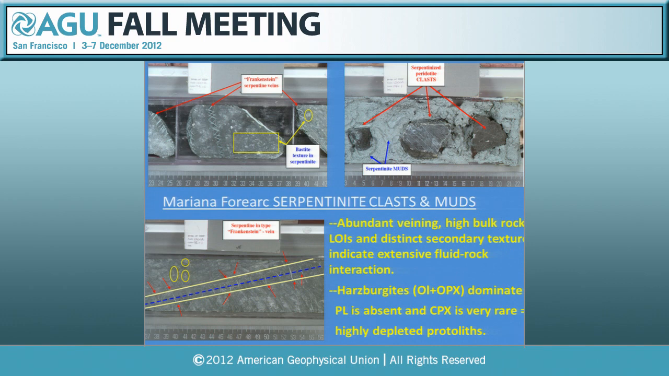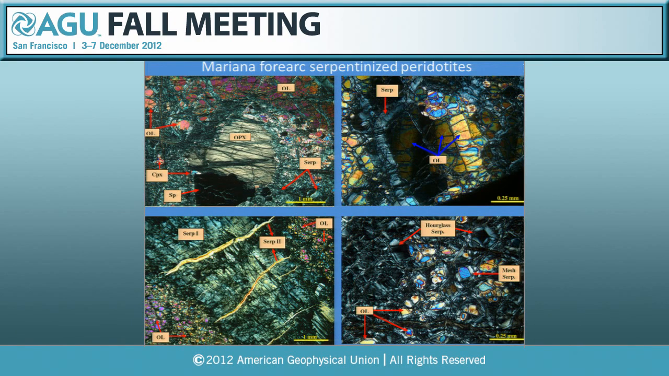Most of these are harzburgites, mostly olivine and OPX dominated. Plagioclase is always absent, and CPX is very rare. So by all means, these are samples from the mantle wedge. They're very depleted. And when they're hydrated, the fluid that's fluxed through them is of slab origin, which I'll show you in the next few slides.